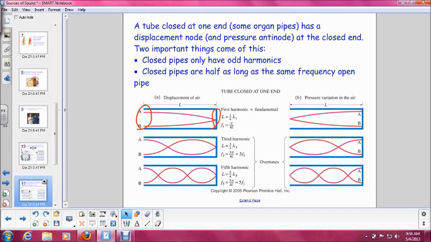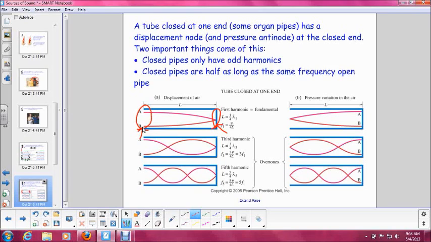And when we have closed pipes, it turns out they only have odd harmonics. And that's because we have an antinode at one end and a node at the other. And we can never have two nodes at the ends or two antinodes. We have to have one of each. And when this happens, we only have odd harmonics. We only have 1, 3, 5, 7, and so on.